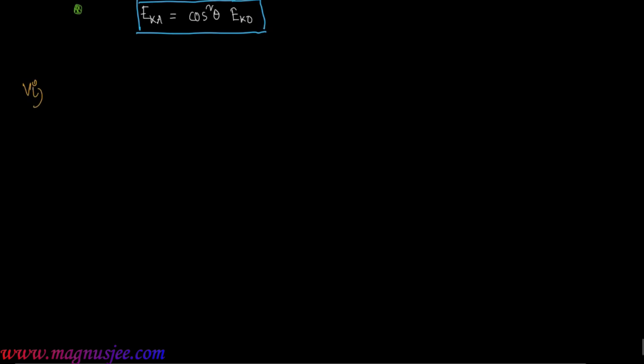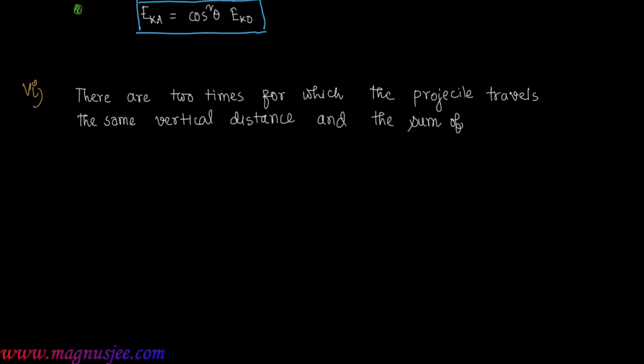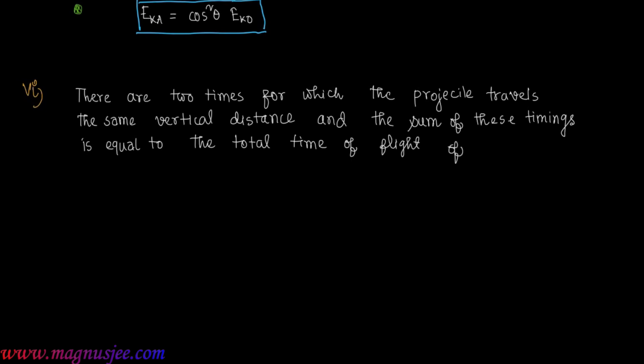Number 6 characteristic. There are two times for which the projectile thrown from the ground travels the same vertical distance, and the sum of these two times will be equal to the total time of flight of the projectile thrown from the ground.